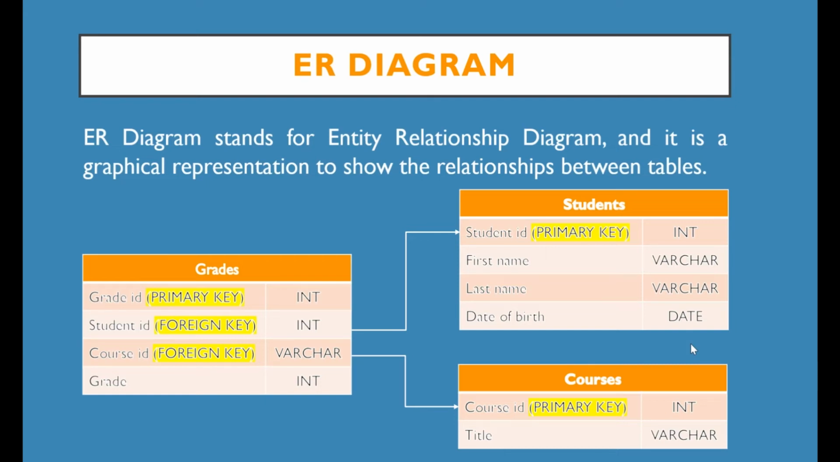But also, the grades table has two foreign keys. We have student ID and course ID, which are primary keys in the two other tables. For the foreign key in grades, which is student ID, it is a primary key in the students table. For the course ID, it is a foreign key in the grades table, and it is also a primary key in the courses table. So as we have mentioned, a foreign key in one table is a primary key in another table.